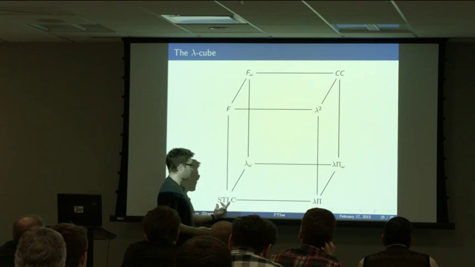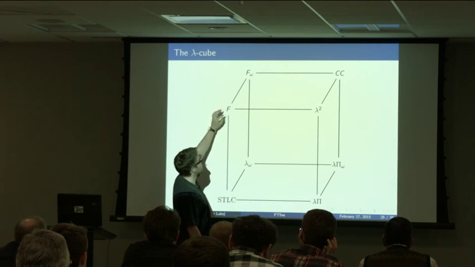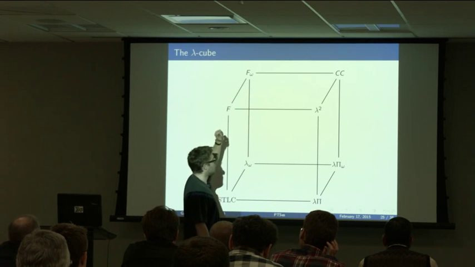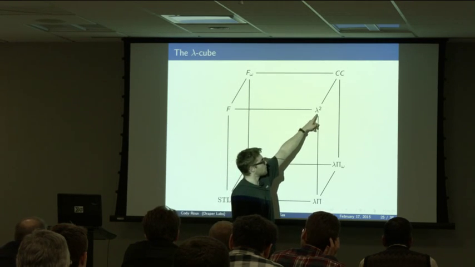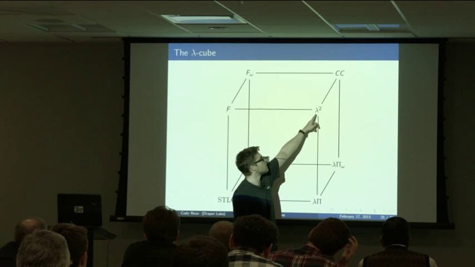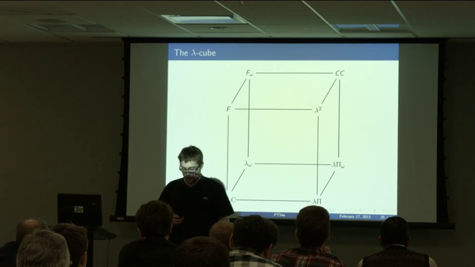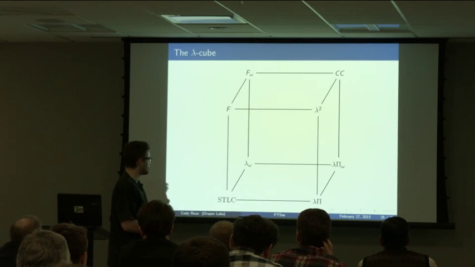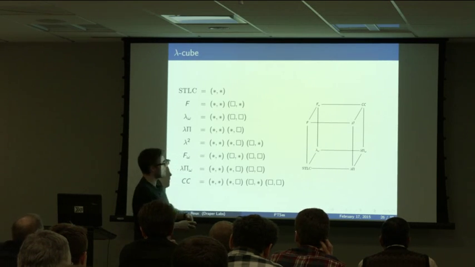So this is the simply typed lambda calculus. This is LF, or lambda pi. This is system F. That one is called F omega. That one is called the second order. I'm sorry, that one's called lambda pi 2, or just lambda 2. That one's called the calculus of constructions. And these 2 don't really have important names. All right, so this is what I meant.